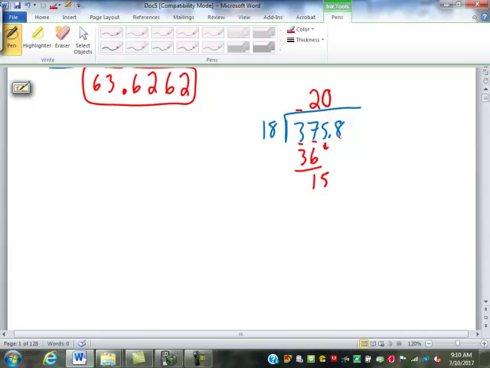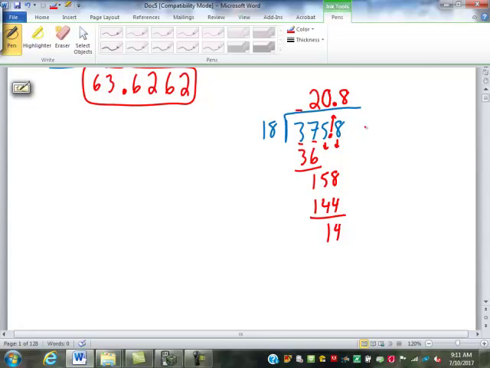Can I bring down the 8? Not yet. What do I have to do? My decimal point has to go up first. Then I can bring down the 8. 18 into 158, 8 times. 18 times 8 is 144. This is 14. Am I all done now?